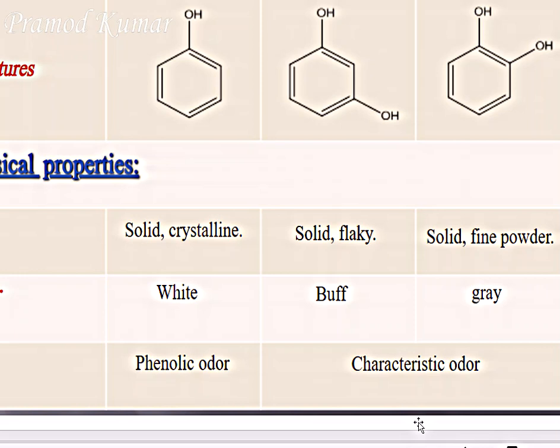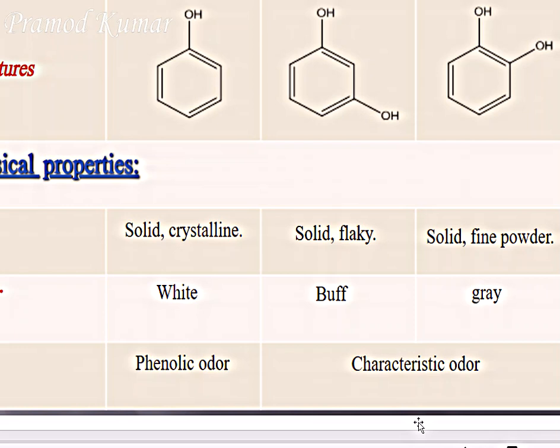Now second is your resorcinol, that is 1,3-dihydroxybenzene. Okay. Now the third phenol is, this is phenol, resorcinol, and your third one is when it is ortho substituted. When there is a second hydroxyl group at the ortho position, it is known as catechol. Okay.